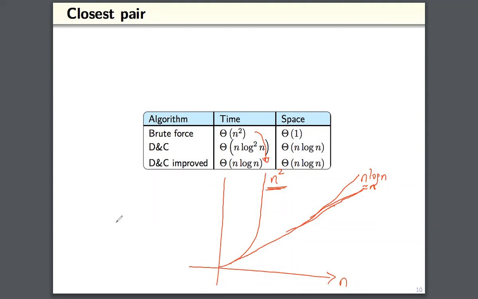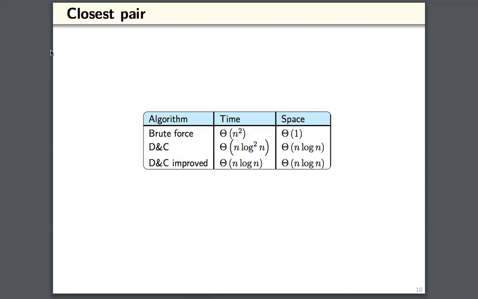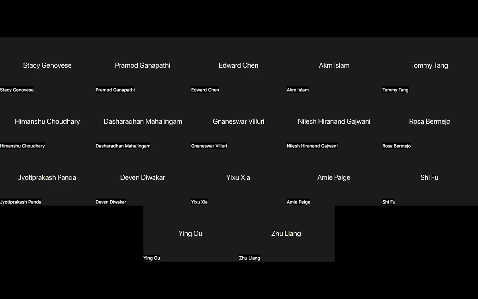It's amazing, right? See, the beauty of algorithms is like this. You can polynomially improve over naive straightforward algorithms. Okay, we will stop here and we will continue in the next session.